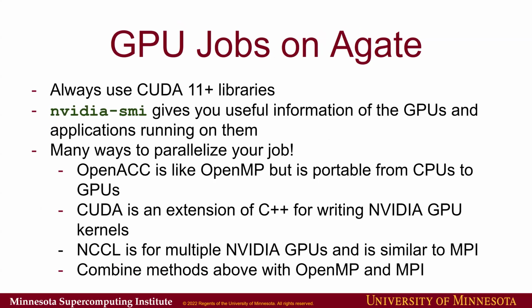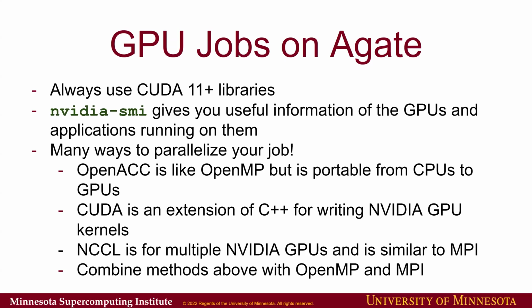Next slide. So when you use GPU jobs on Agate, if you ever need to invoke the CUDA libraries from our modules, you should be using at least CUDA 11. Right now, on the GPUs, we're up to CUDA 13. So use at least CUDA 11 whenever you're using those libraries. When you want information about the GPU, like what the GPU is doing currently, how much memory is being used up, etc., you could use the nvidia-smi command, which gives you some information about the GPU.